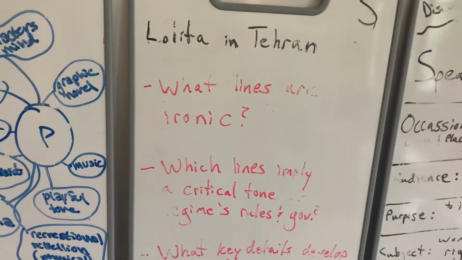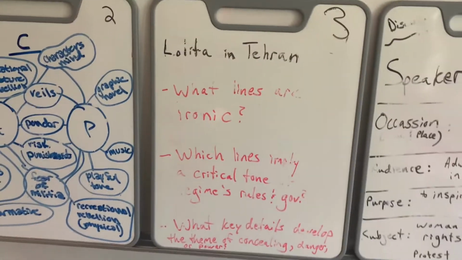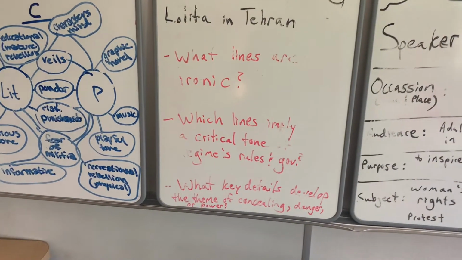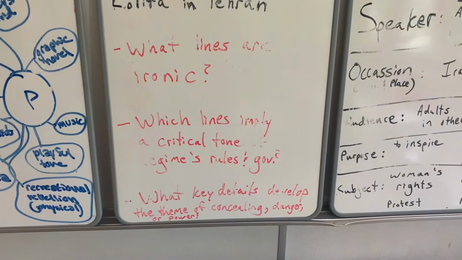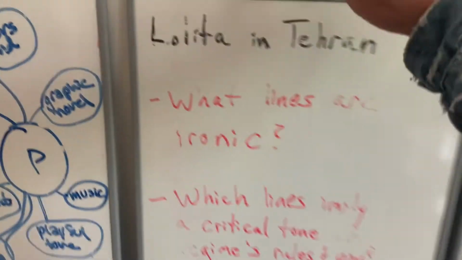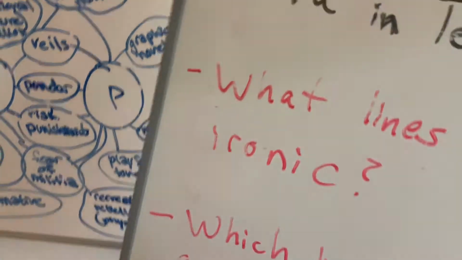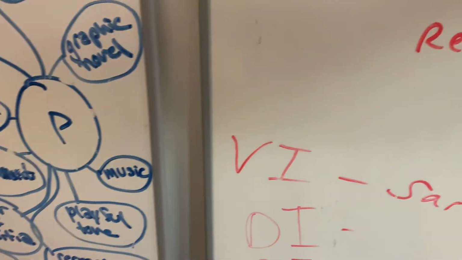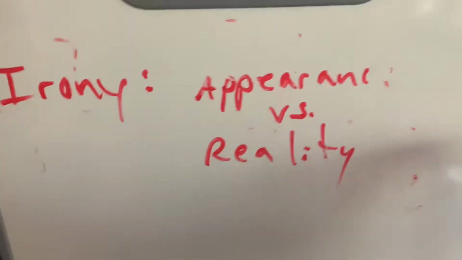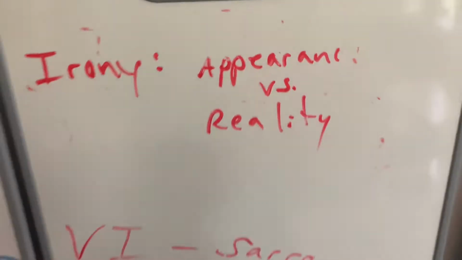A quick question I asked in the fourth placard was, what is irony? Can you define it? Secondly, what was a line that was ironic in Lolita and Tehran? So irony is the appearance versus reality. It appears this way, but in reality, it's another way.